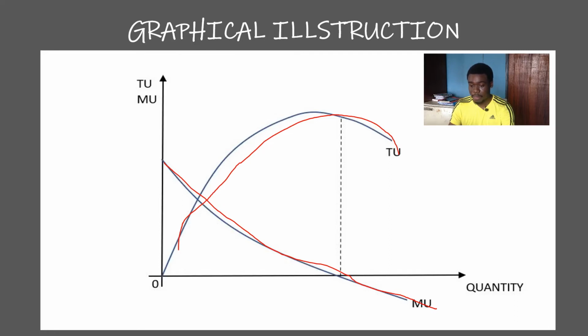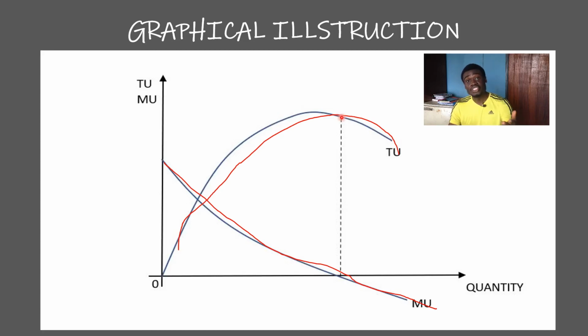Let me use this. Your total utility increases as you consume more of a particular commodity, while your marginal utility decreases. Now, it gets to a point that your marginal utility becomes zero. When your total utility is at maximum, your marginal utility becomes zero. And this point we call the saturation point. This is the point of saturation.